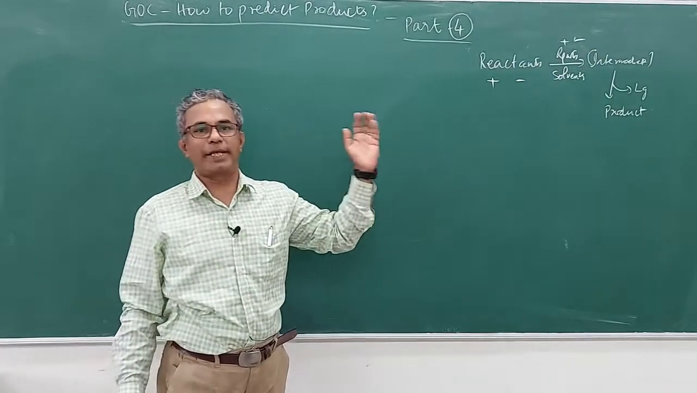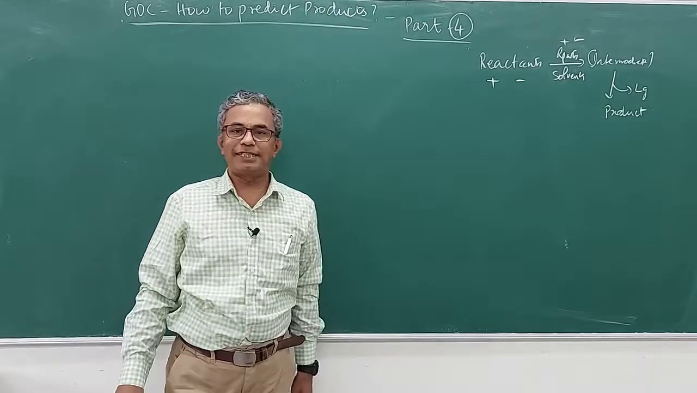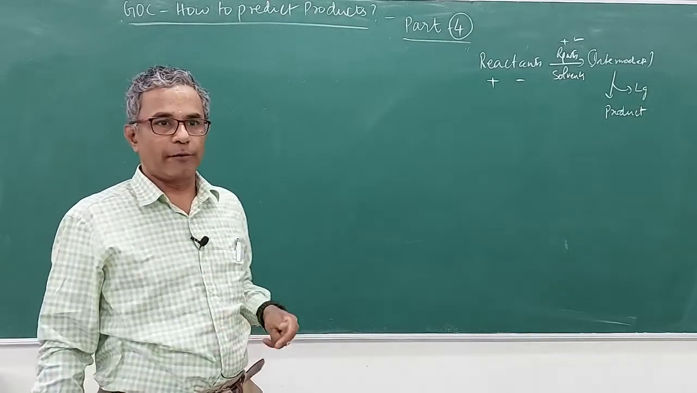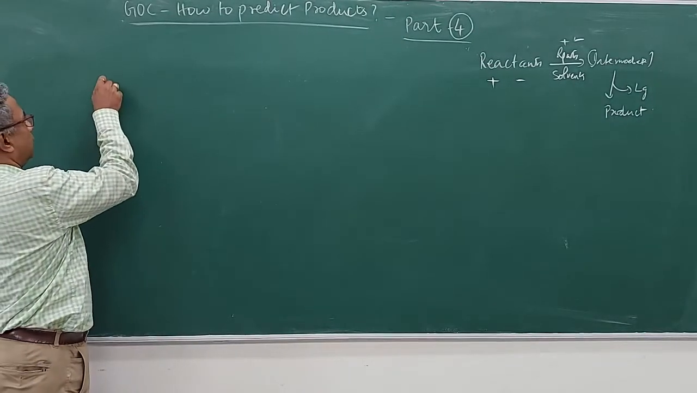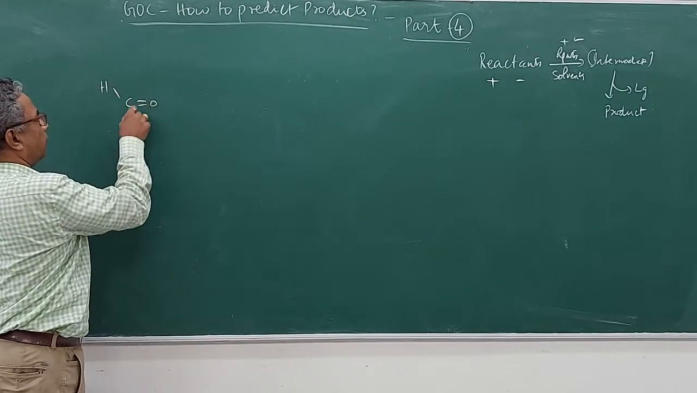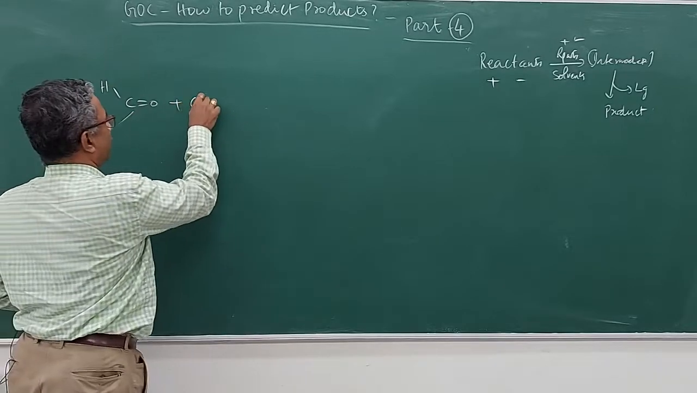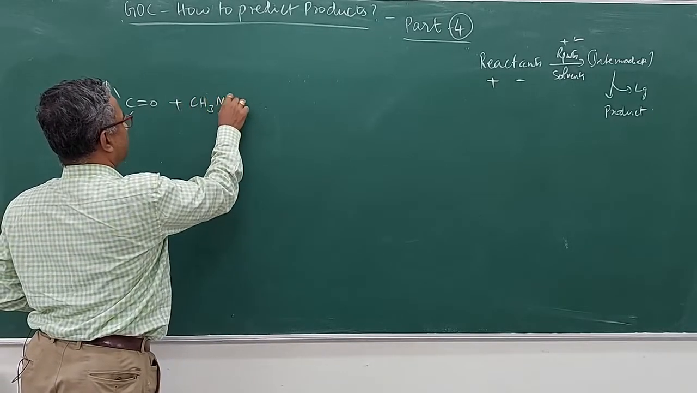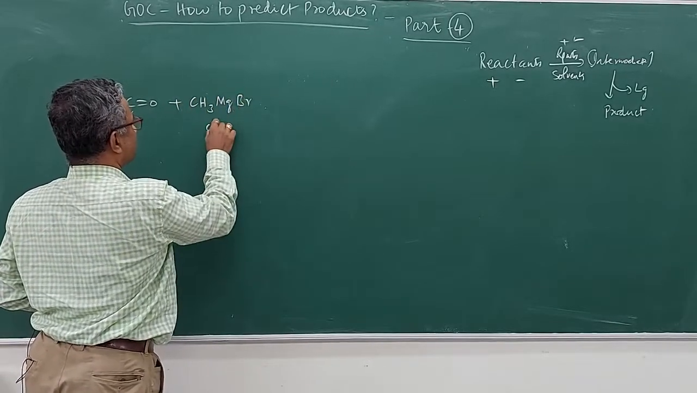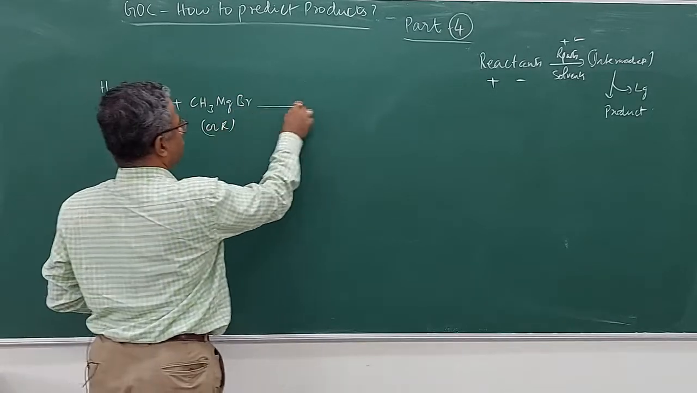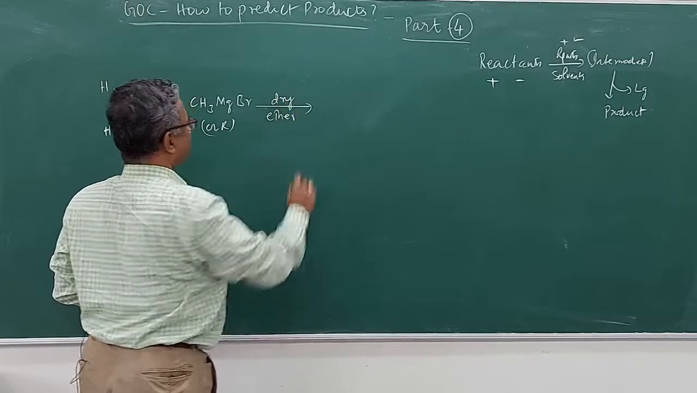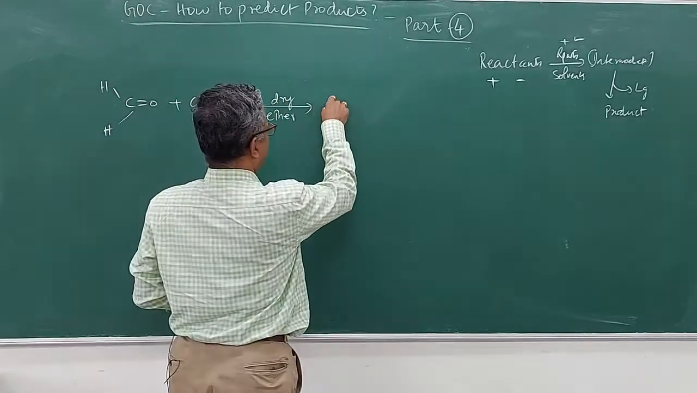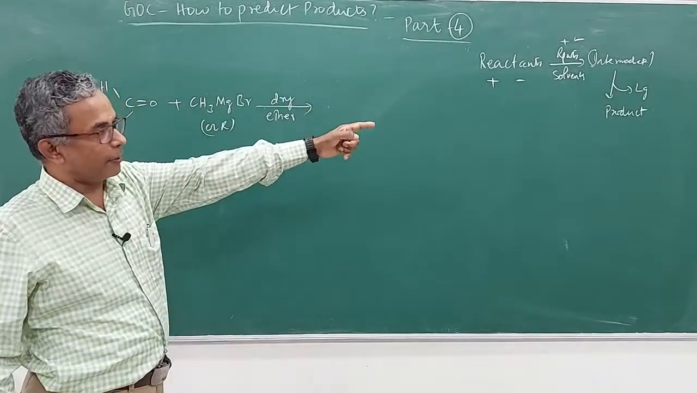Now we will see some examples of how this organic schema can be applied to organic reactions. Say, for example, I take formaldehyde, or methanal, and treat it with methyl magnesium bromide, that is, a Grignard reagent. Of course, you know that Grignard reagent is kept in dry ether as a solvent. So you will get an intermediate here, then the leaving group, and then the product.